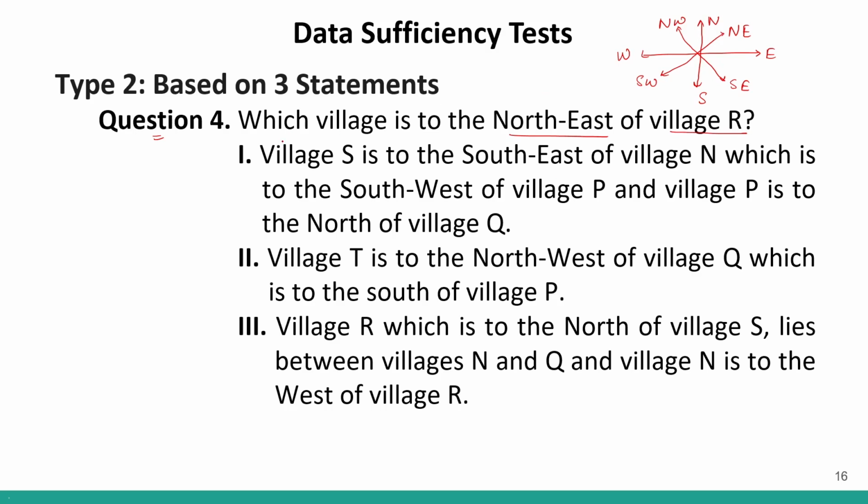We have to identify which village is to the northeast of R. So basically R is over here. We have to find out which village will be in this direction from R. Correct? Now, let us start from statement number 1.